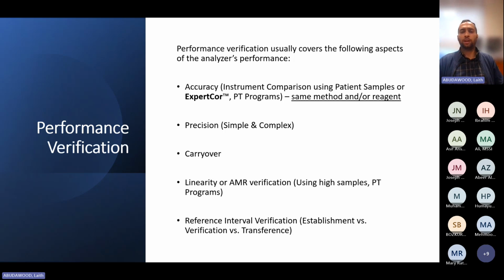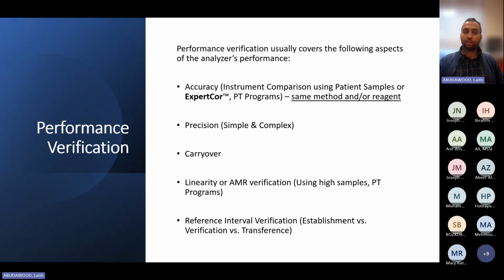Complex precision is simply, I run my QC over multiple days, multiple operators, multiple vials of reagents, which of course will introduce more variability. Then I will check my CV and the standard deviation. Are they within a Stago claim or no? If they are within a Stago claim, then I say yes, simple precision is verified, complex precision is verified, then precision overall is very good for this analyzer. It passed. So I say precision is passed.